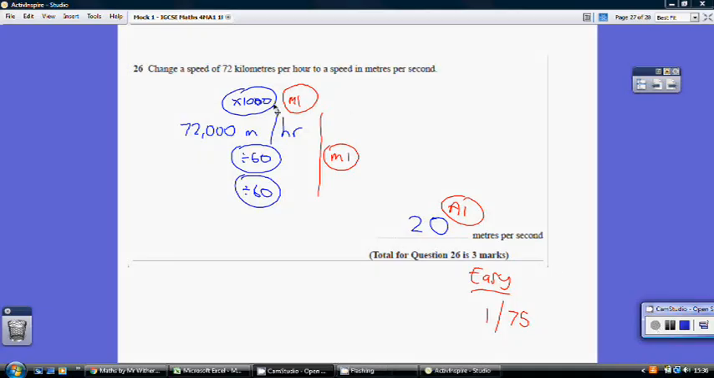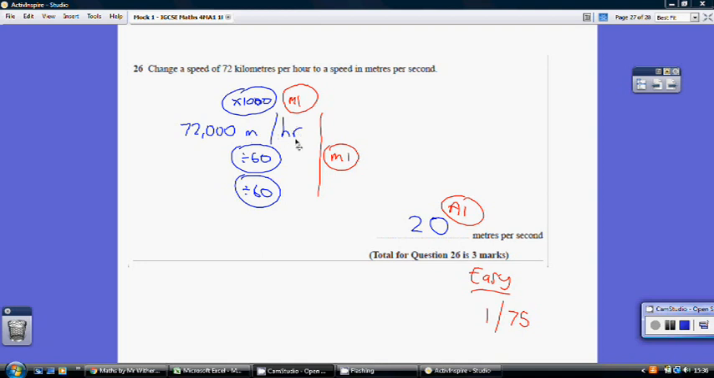Question 26. Now I need to change the speed of 72 kilometers per hour to a speed in meters per second. So just take your time, do it bit by bit. So first of all, I'm going to change kilometers into meters. So there's 1,000 meters in a kilometer, so I'm going to times this by 1,000. So that's 72,000 meters per hour.